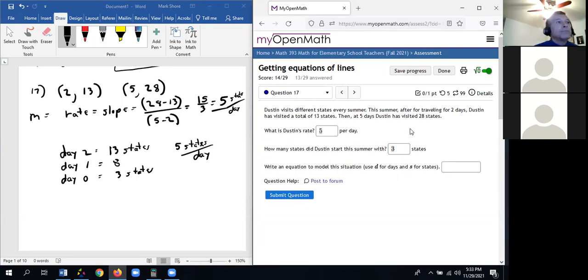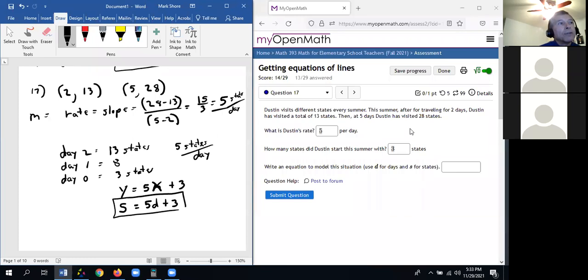So your equation is just Y equals, here's your slope, 5 states per day, 5X for now, 5X plus your Y-intercept, which is 3. Now they want you to use certain things like D for days and S for states. So the number of states, S, is equal to 5D plus 3. And that's what you would type in there at the bottom.